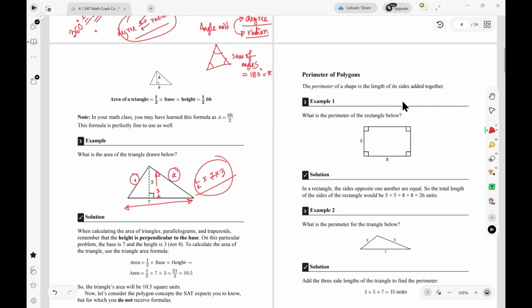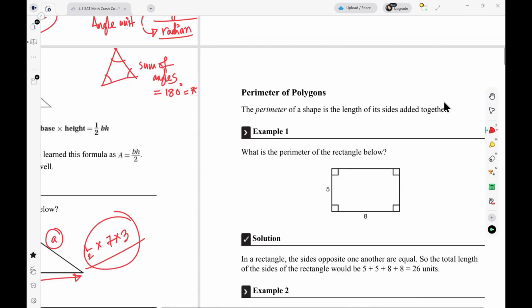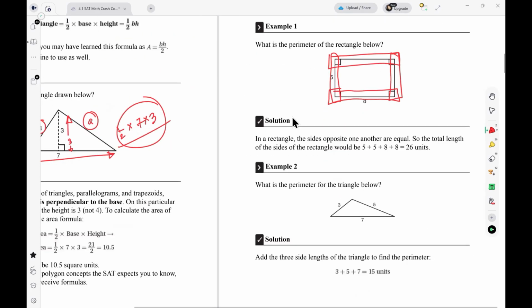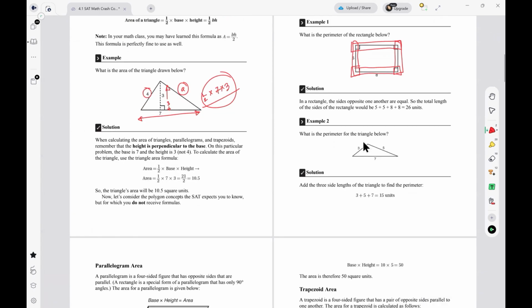For the perimeter of a polygon, what is basically the meaning of a perimeter? The meaning of perimeter is that you just need to find the summation of the lengths of all the sides of any particular geometrical body. So you can find the perimeter for a triangle, for a rectangle, or whatever it is.